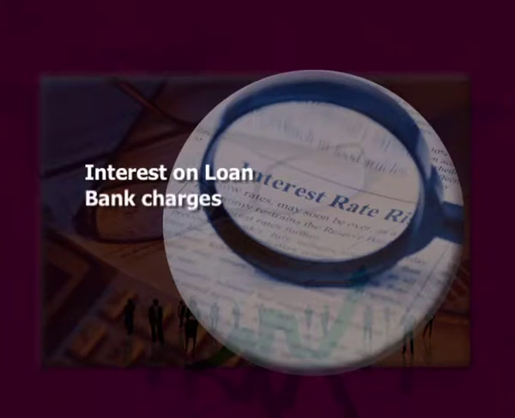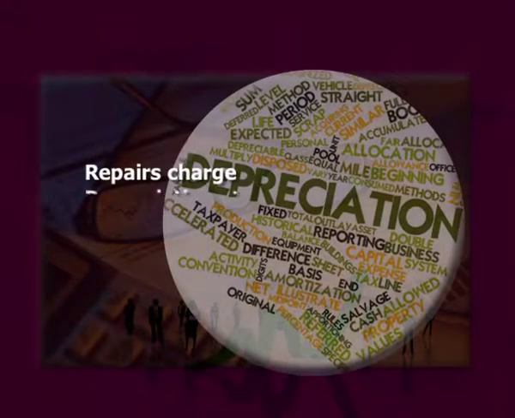Financial expenses: expenses incurred for procuring finance for business are financial expenses. For example, interest on loan, bank charges, discounts on bills, etc. Then maintenance expenses: expenses related to maintaining of assets are maintenance expenses. For example, repair charges, depreciation, etc.